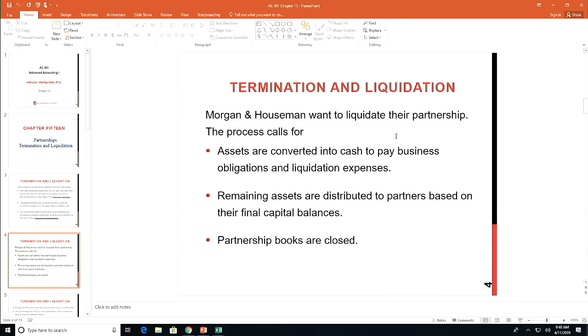Now let's see one example. This is just a summary. First, try to imagine the steps. First, sell non-cash assets. If you have any gain or loss, do the adjustment. Use the capital account. Pay your liability. Pay your expenses, liquidation expenses, usually like legal fees, investment banker fees. Remember, when you are paying the expense, don't debit the expense account. Rather, we will use the capital balance. And then, finally, after doing all these things, whatever cash remains, you will distribute it based on the ending capital balance. And finally, we'll close the books.